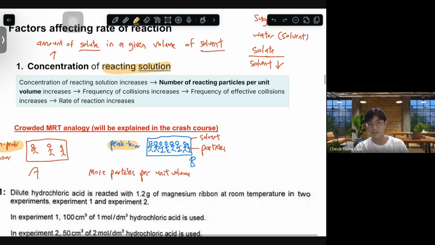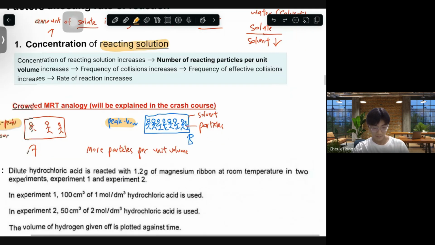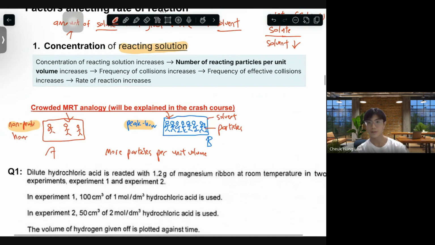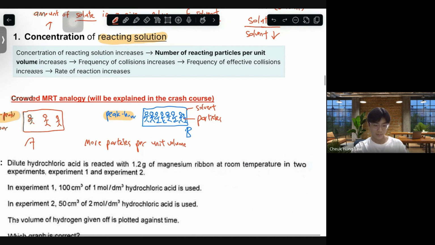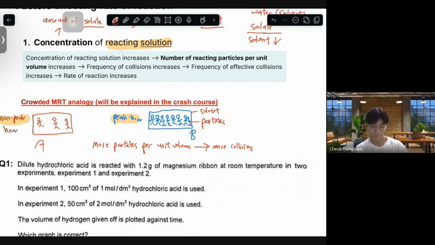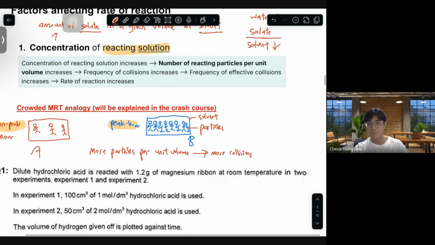Okay, then how does this lead to rate of reaction increasing? Rate of reaction increasing is when we have more effective collisions. Think about it. When you are in a squeezy MRT versus when you are in an MRT with so little people, which one will you collide with more people? The peak hour MRT, right? So when you have more particles in the same volume, you will have more collisions, right? You'll collide with more people.